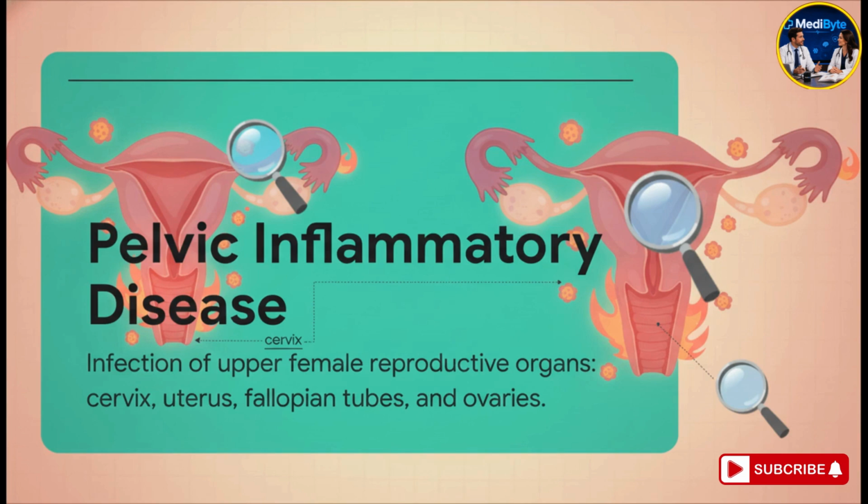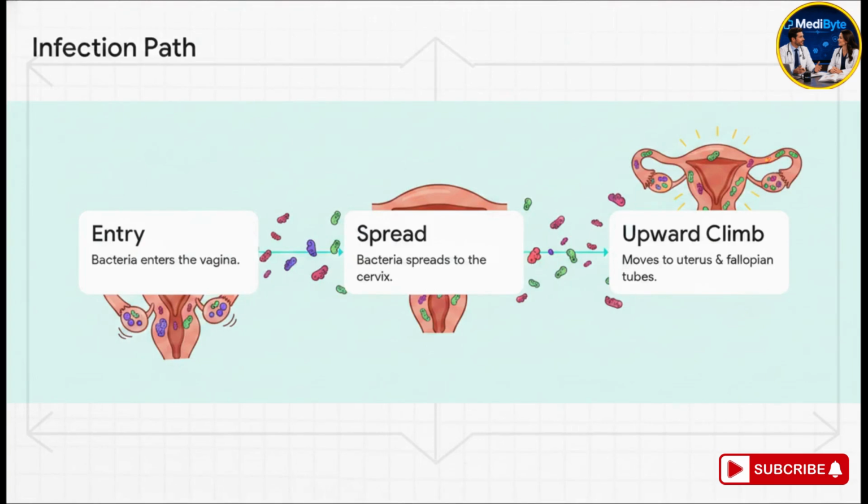Like if it inflames the cervix, we call that cervicitis. If it hits the fallopian tubes, it's salpingitis. PID can honestly just be one of these or a whole combination of them at the exact same time. Now, it's super important to understand the physical chain of infection here. Basically, think of it as a journey moving upward.